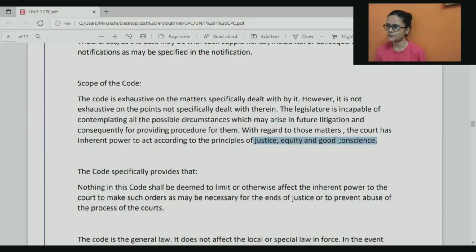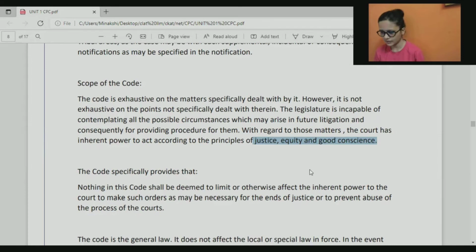What is the principle of justice, equity, and good conscience? Have you got it somewhere? I'm not recollecting. No, okay.